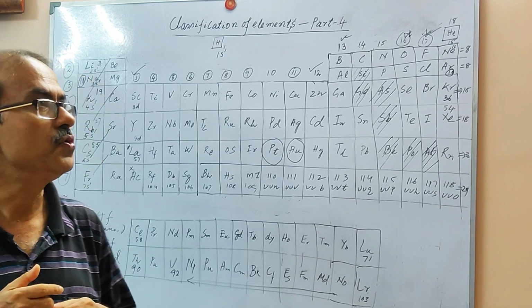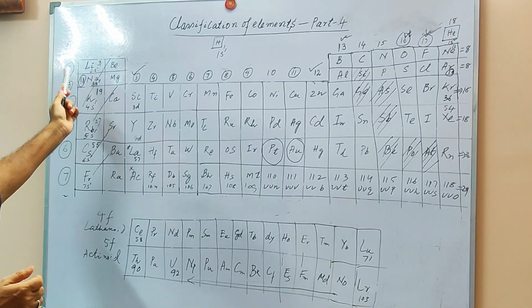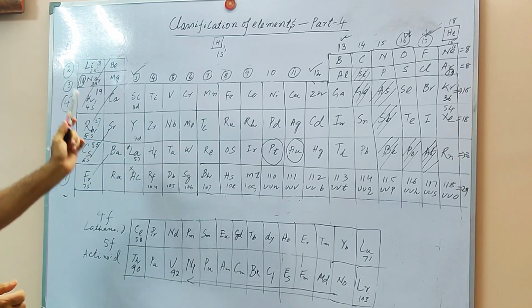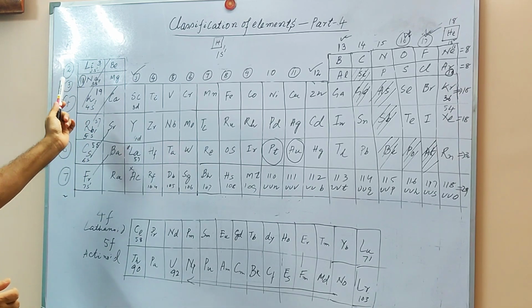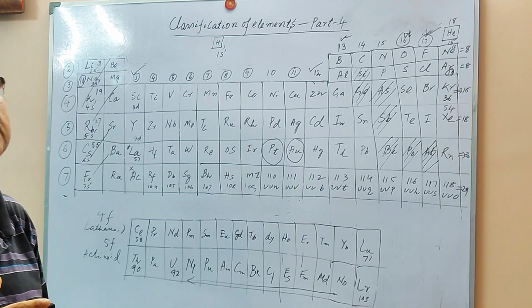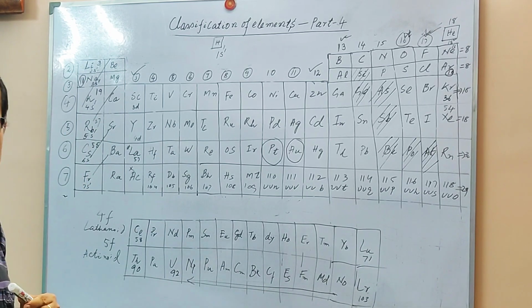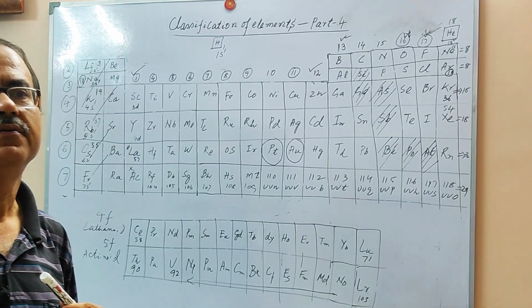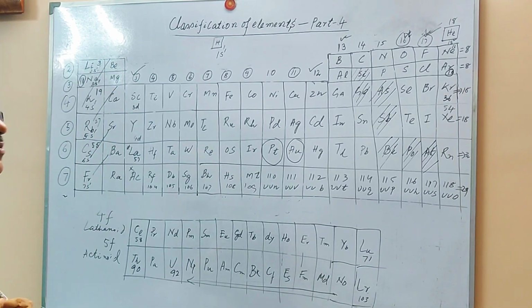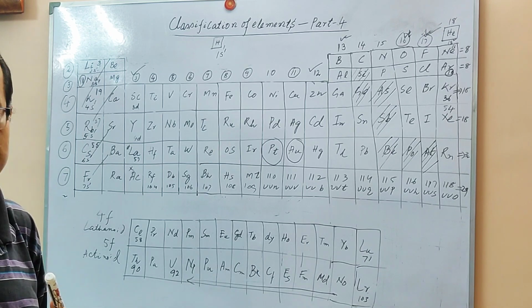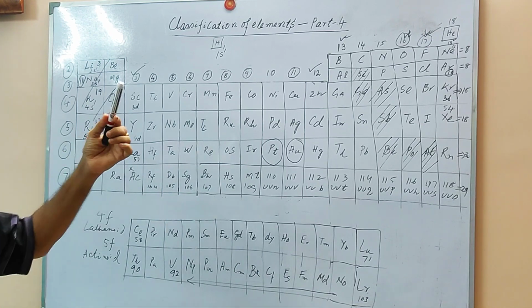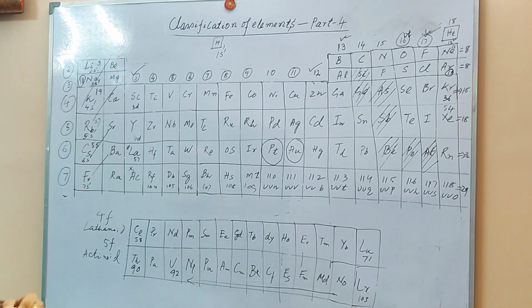In the second period, the first element is lithium, which is the filling of the 2s orbital. Then in beryllium the 2s orbital is filled by 2 electrons. Then boron has the filling of the 2p orbitals, then carbon, nitrogen, oxygen, fluorine, and neon. So this way there are 8 elements, starting from lithium and ending with neon.